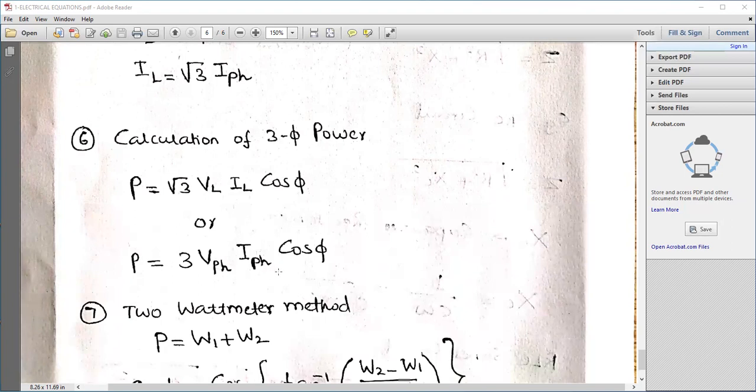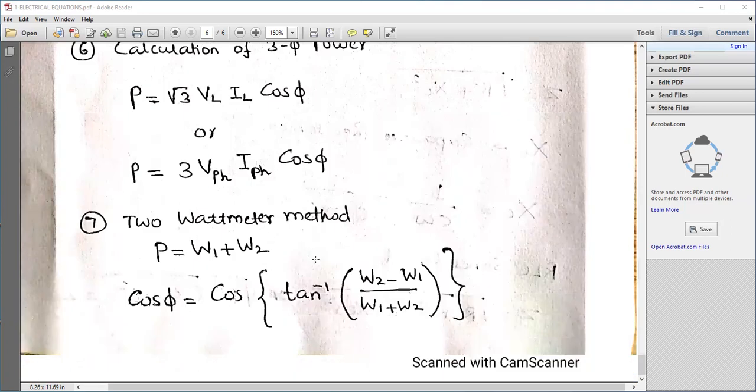In terms of phase quantities, I can write P is equal to 3 V phase I phase cos phi. In the two wattmeter method, you can calculate P is equal to W1 plus W2. From this, you can compute the power factor: cos phi is equal to cosine of tan inverse of root 3 into W2 minus W1 by W1 plus W2, where W1 and W2 are the wattmeter readings of that particular method.